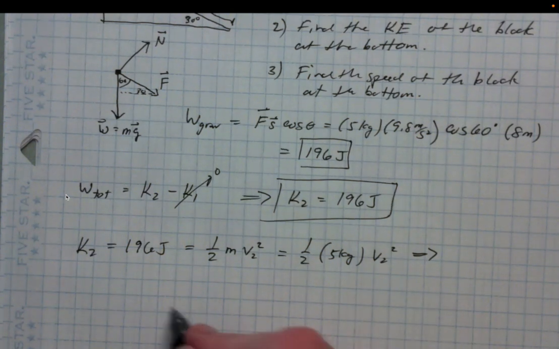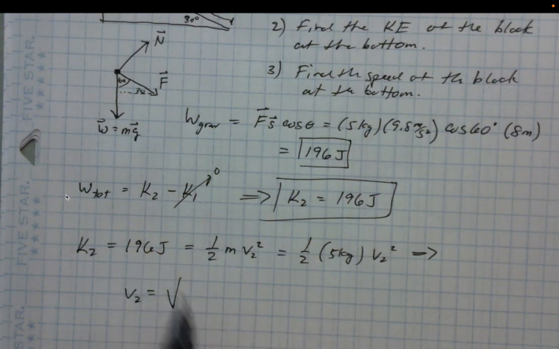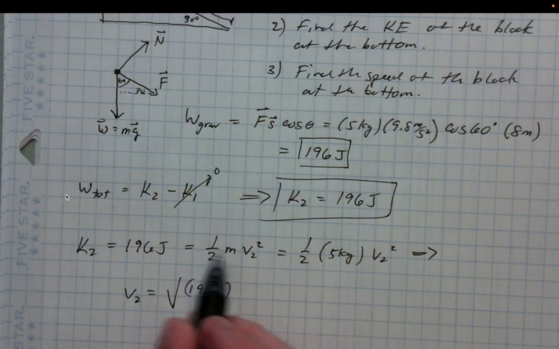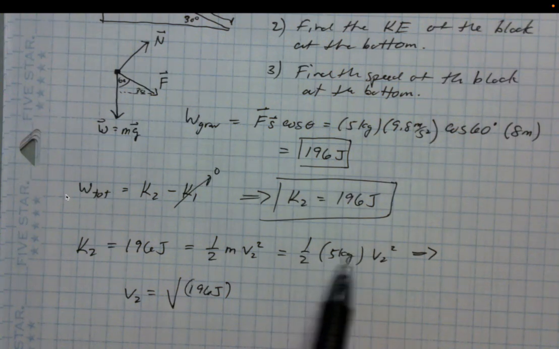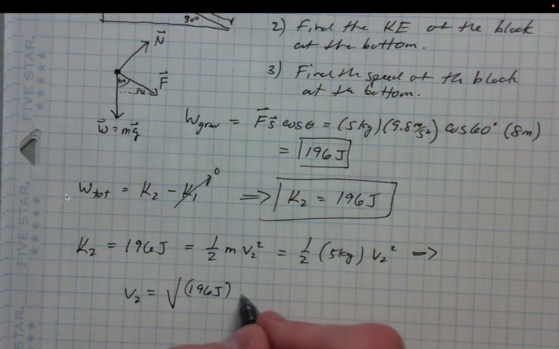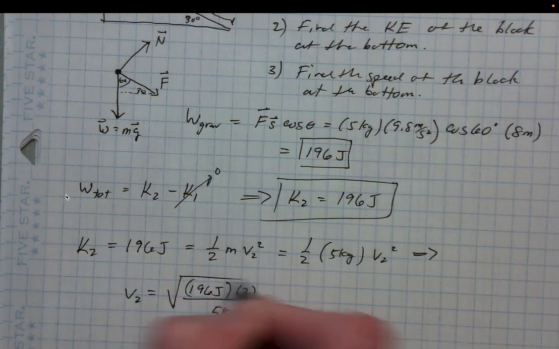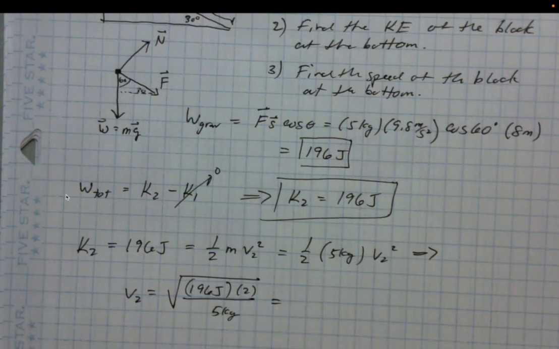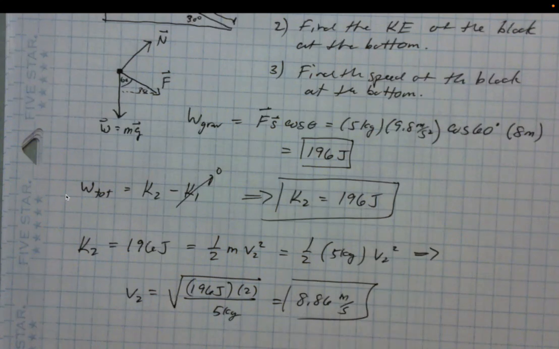Okay, so it turns out V2 is going to be equal to the square root of 196 joules times 2. We're going to basically invert and divide by 5/2, right? So that means we have to multiply by 2 and divide by 5 kilograms. And that is going to give us the velocity. The velocity turns out to be about 8.86 meters per second.